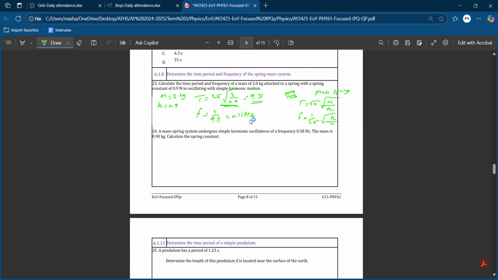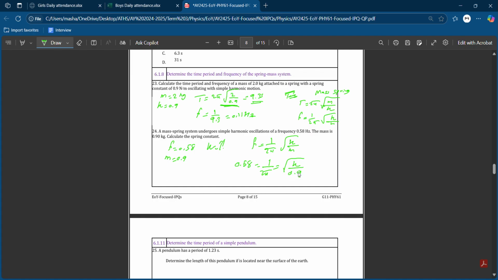Okay. For question 24, a mass spring, which is the same, he gave us the frequency F, which is 0.58, and he gave us the mass, which is 0.9. Calculate K, the spring constant. So F equals 1 over 2 pi square root of K over M. He gave us F, which is 0.58. So 1 over 2 pi equals the square root of the K that we need over M, which is 0.9.